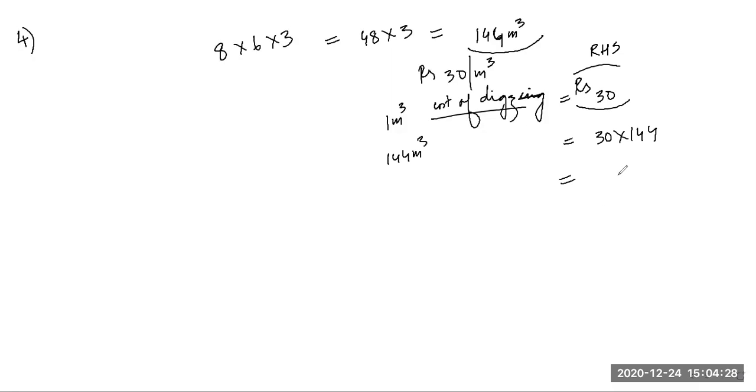So it will be 4,320. Is it right? 4,320 rupees. Is it right? Bakshpreet, your calculation is good. We are very happy. Good. All right. Good. Now comes the fifth question.